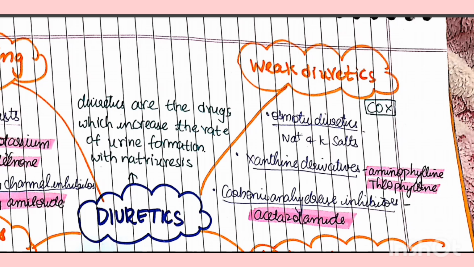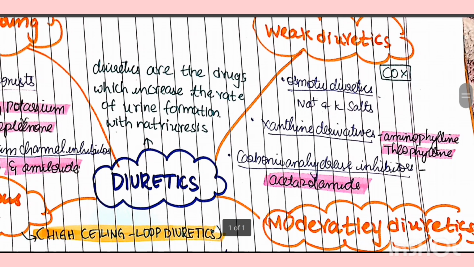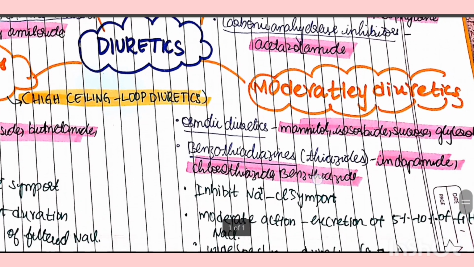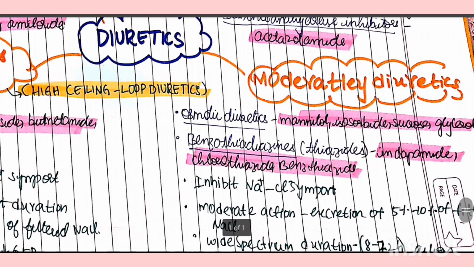In osmotic diuretics, the examples are sodium and potassium salts. Next, coming to xanthine derivatives, the examples are aminophylline and theophylline. These are the examples. For carbonic anhydrase inhibitors, the example is acetazolamide.